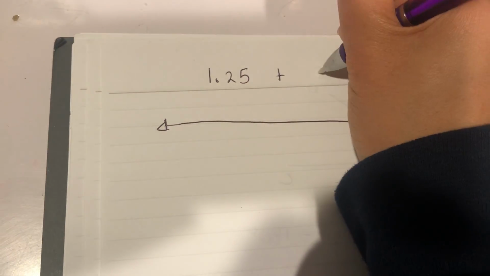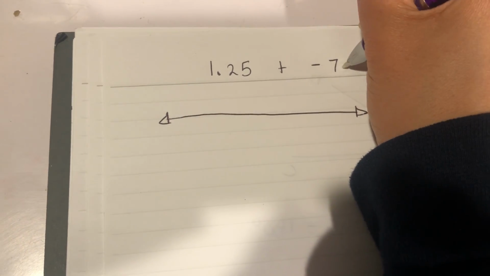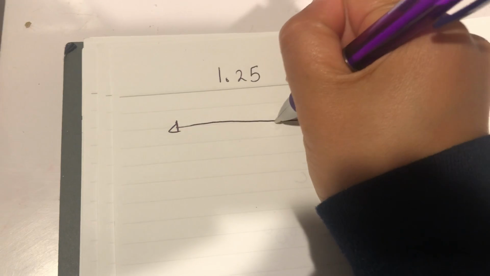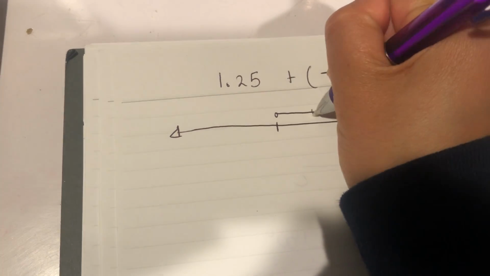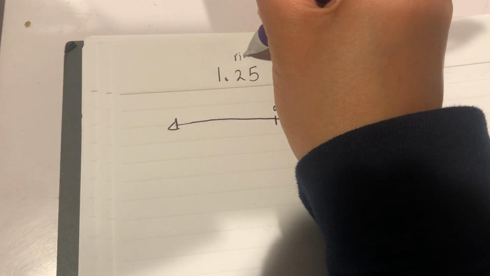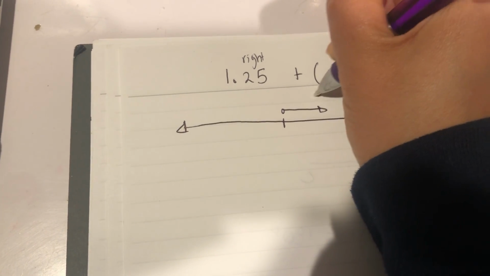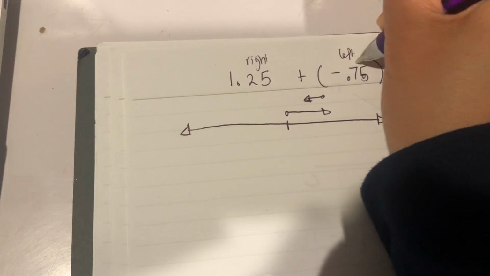So remember that on a number line, okay, if you have a positive 1 and 2500ths plus a negative, which is 7500ths, the first one means you're going to the right of the number line because it's positive, and the second one means you're going to the left on the number line because this is negative.